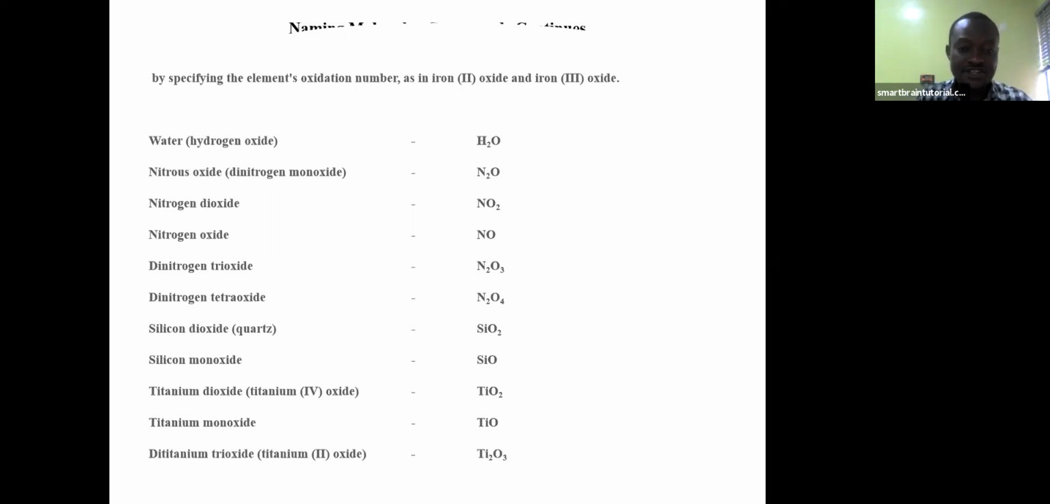Then we have silicon dioxide. In silicon dioxide, the oxidation state of silicon is 4, and that is why it is SiO2. Silicon dioxide is easily found in sand and also as quartz. We also have silicon monoxide. The oxidation state of silicon in silicon monoxide is 2. Then we have titanium now.